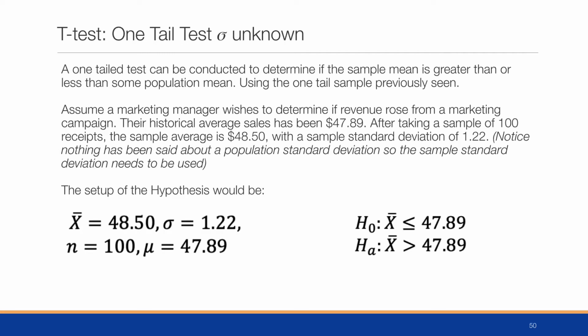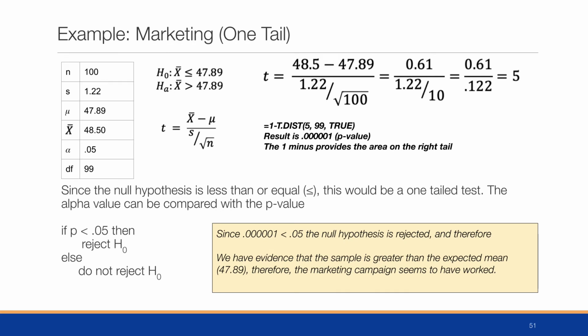In the one-tail test, again, we'll do the same general approach. Assume the marketing manager wishes to determine if revenue rose from a marketing campaign. The historical sales were 47.89. After taking a sample of 100 receipts, the sample average is 48.5, with a sample standard deviation of 1.22. Nothing has been said about the population standard deviation, so the sample standard deviation needs to be used. We set up our pieces again, and we set up our null and alternative hypothesis using the less than or equal to and a greater than sign for the alternative hypothesis. We compute everything pretty much the same way as before.